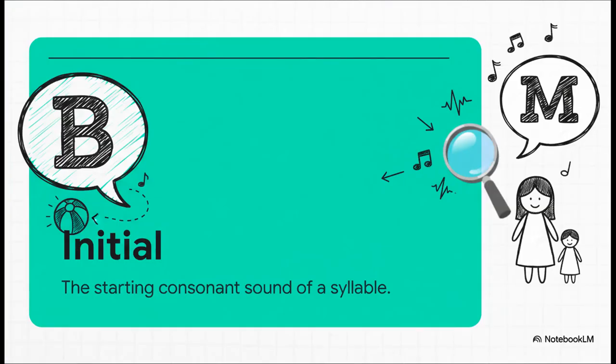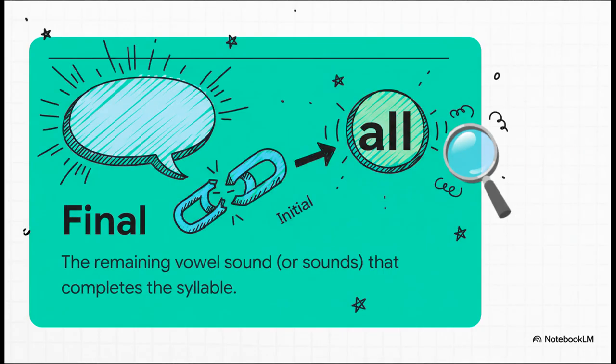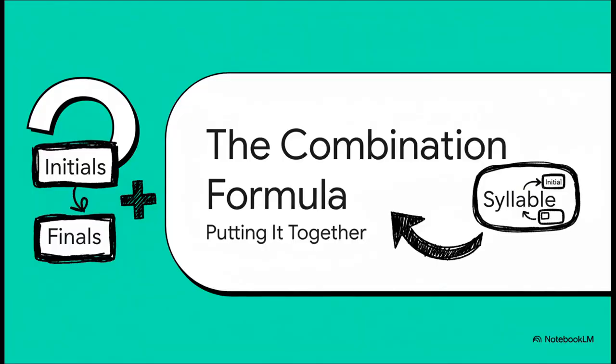Okay, so our first building block is called the initial. It's exactly what it sounds like. The first consonant sound that kicks off a syllable. You know, like the B in book or the M in map. And our second block, that's the final. This is everything that comes right after the initial. It's the vowel part that finishes the sound. So in book, the uk sound would be the final. The initial starts it, and the final completes it. Simple as that. So we've got our two pieces of the puzzle, initials and finals.